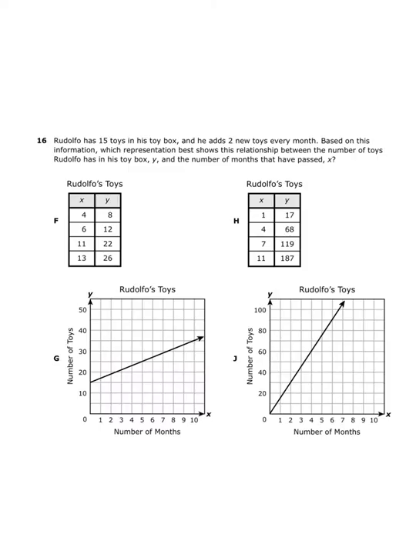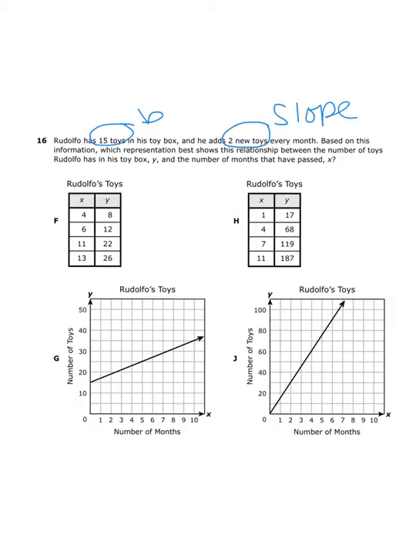Number 16. Rodolfo has 15 toys in his toy box. So this is your y-intercept because that's your starting amount. And he adds 2 new toys every month. So that's your slope. Based on the information, which representation best shows the relationship between the number of toys Rodolfo has in his toy box and the number of months that have passed?